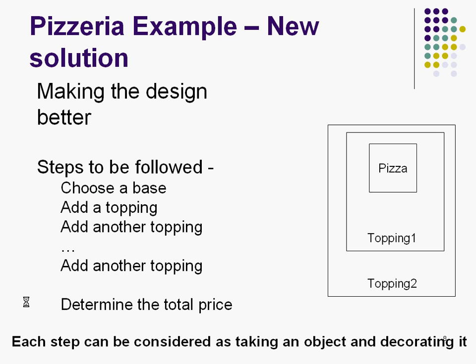You first had a pizza, you added another object to it, so you extended it, you got a different object, but its type is the same as the original one itself. So that's what we are going to do in our design. So how will the implementation look?